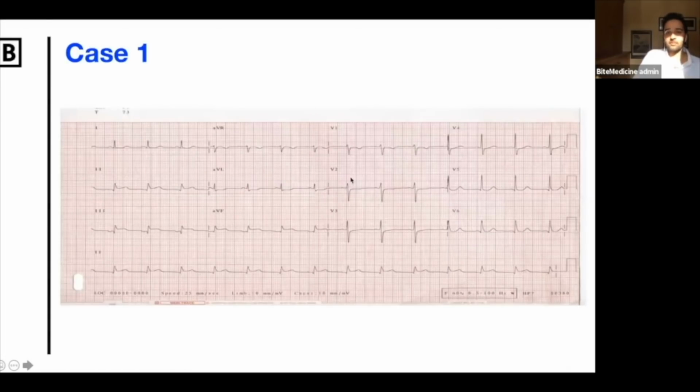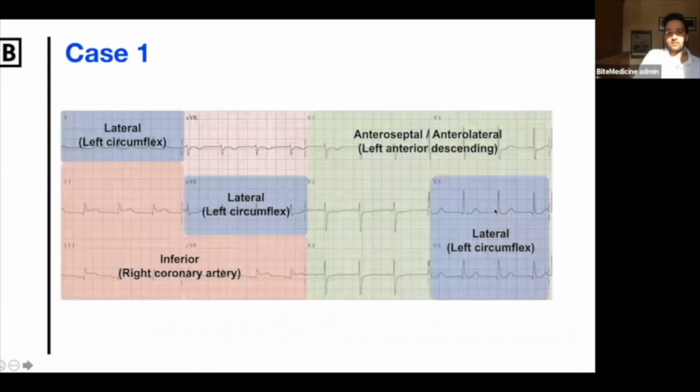We also have some reciprocal changes. So other changes that can be seen as well. So we've got some ST depression in V2, V3, and in V4 as well. So it's always good to keep an eye out for those as well. All of that make sense? Good. So a really, really common exam question that comes up. You guys can feel free to take a picture of this if that helps.